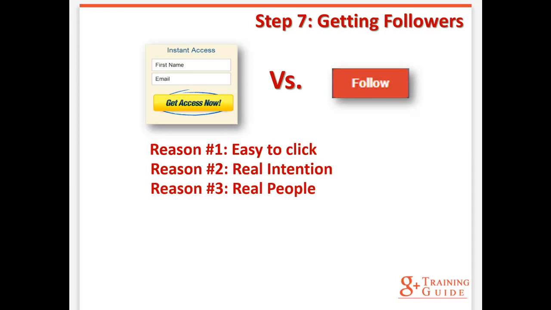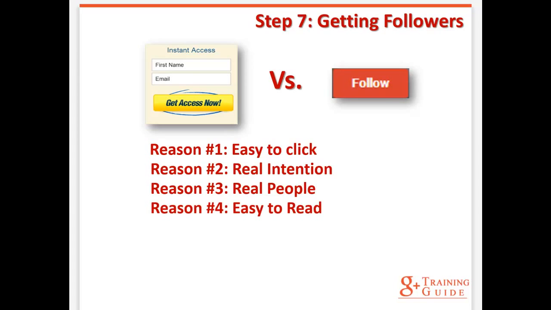Reason number 3, real people. People entering their names and emails do not guarantee that the emails they are using are real, so they can always use a fake email to get the information. They might not use their real email because they do not want to receive your emails. People following your page are already signed into their personal Google Plus account. Therefore, they are attached to a real and confirmed email. That will be a 100% double opt-in confirmation rate right there.